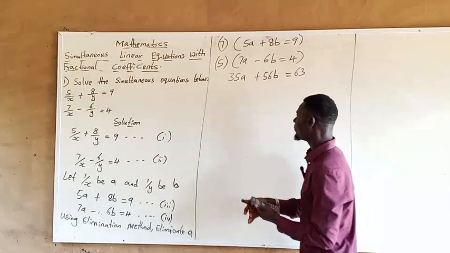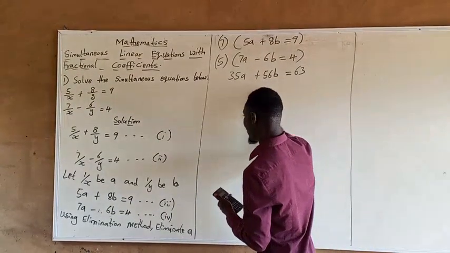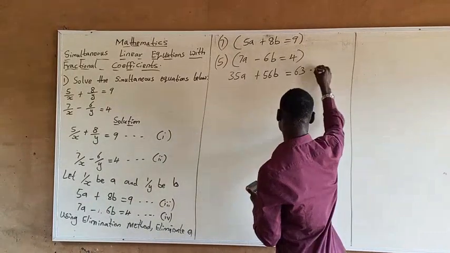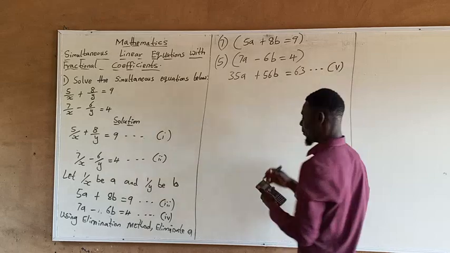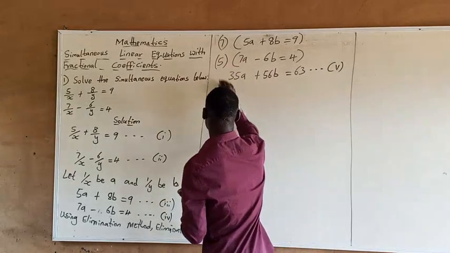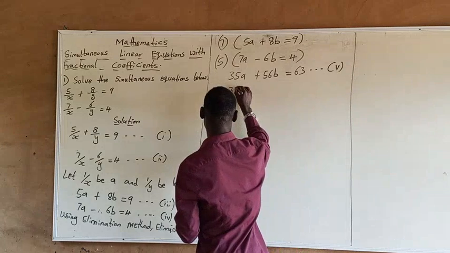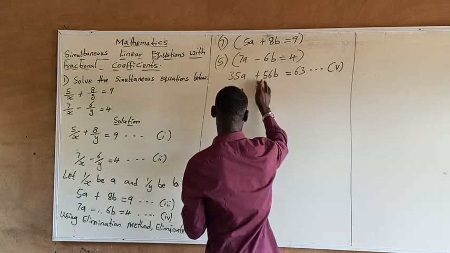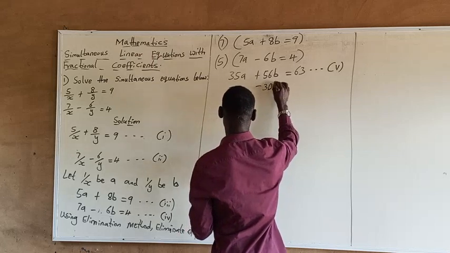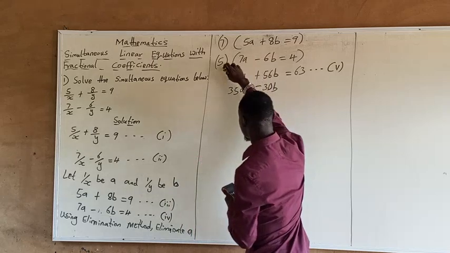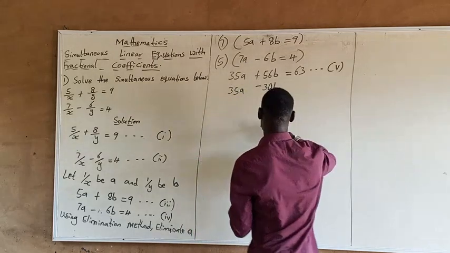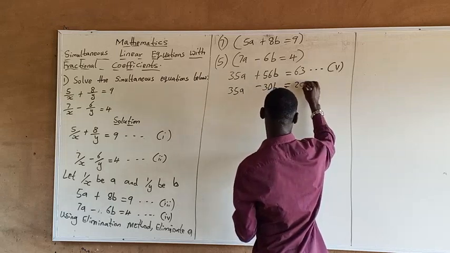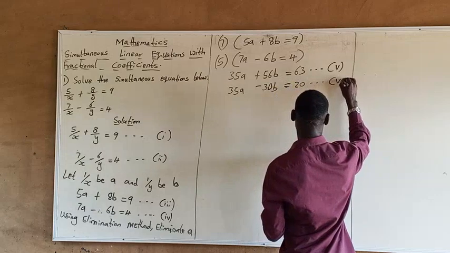If you check very well, this new equation we have is not found anywhere here, and we ended in equation 4. So we have this as our equation 5. Now, let's come to this side. 5 times 7 will give us 35A plus, okay, this is minus 30B. 5 times 6. Use this one to multiply everything. Is equal to 4 times 5 will give us 20. This will give us equation 6.